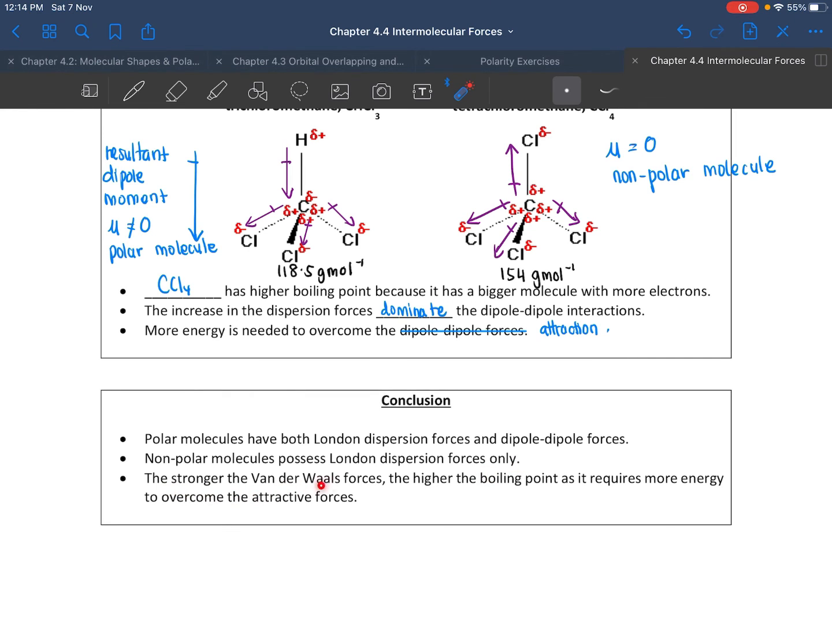Okay, so the stronger the van der Waals forces, the higher the boiling point. Ini kita tahulah sebab lagi kuat attraction antara molekul tu, lagi susah kita nak break the bond. So, nak break the bonding. So, bila susah nak break the bonding, higher boiling point as it require more energy to overcome the attractive forces. Okay. So, settle untuk factors affecting van der Waals forces.